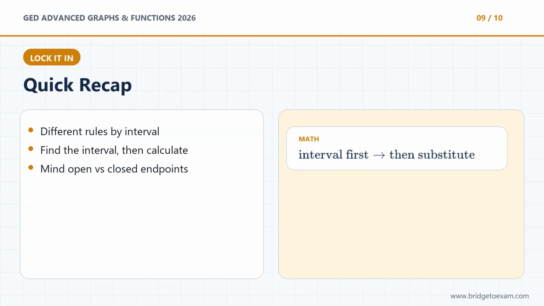A piecewise function uses different rules on different intervals. Always find the interval first, then substitute. Watch the endpoints. An equal bar means closed and included, and no bar means open and excluded. Step functions simply stay flat and jump. Pick the piece, then compute.